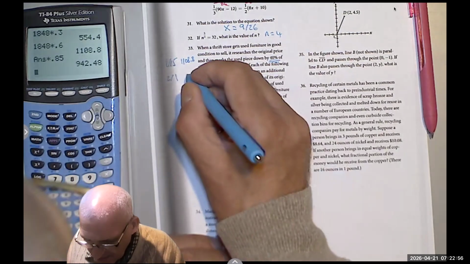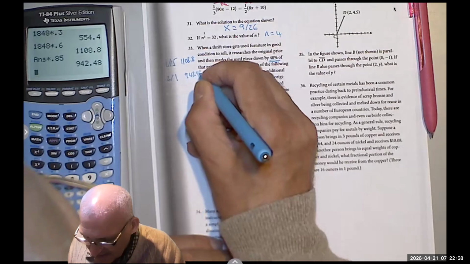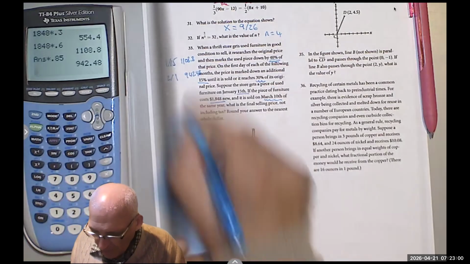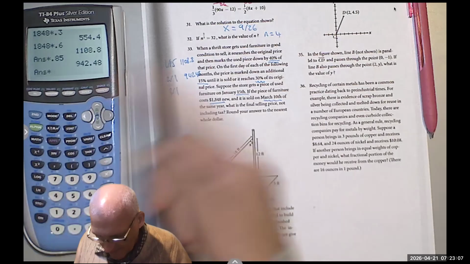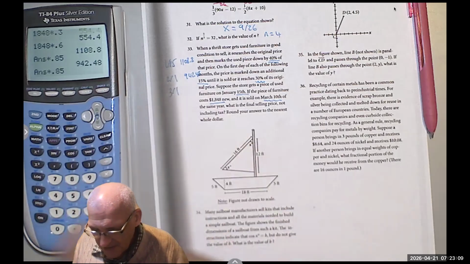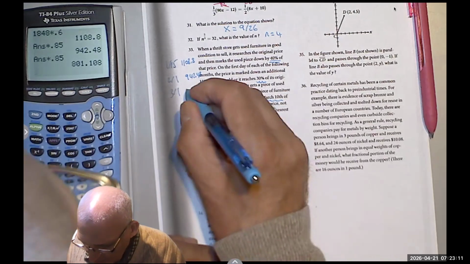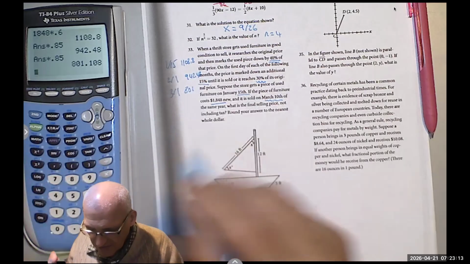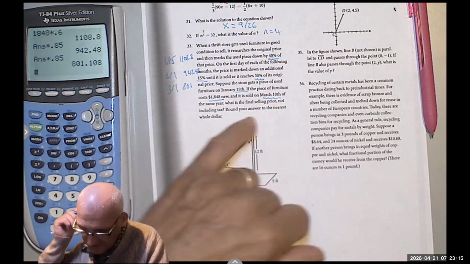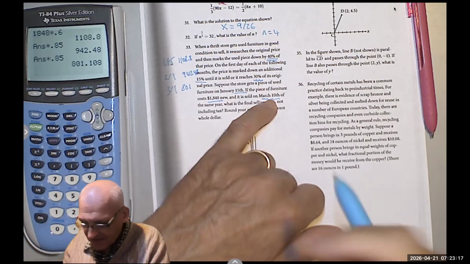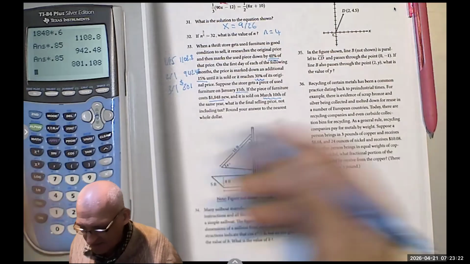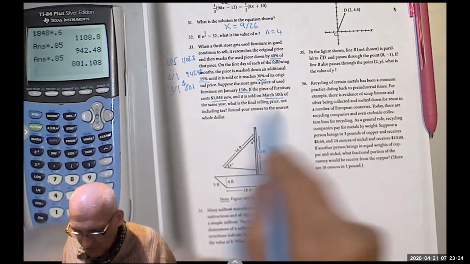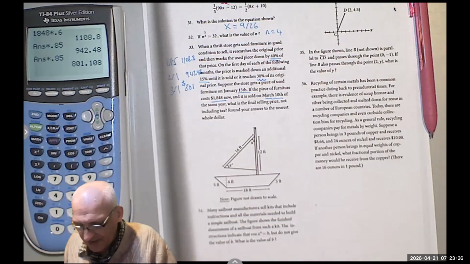Now it's 942.48. On March 1st, it drops another 15%, so I multiply it by 1 minus 0.15. It becomes $801. On March 10th it's not a new month, so it stops at 801. Since they said to round to the nearest whole dollar, it's $801.